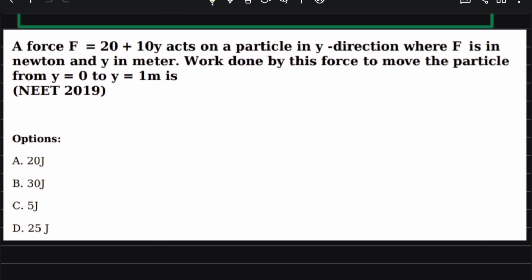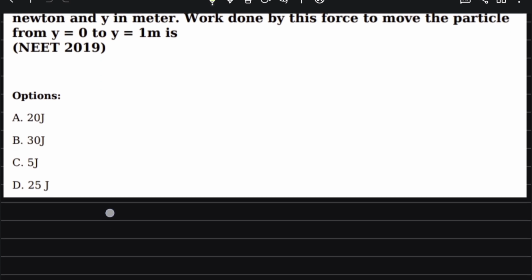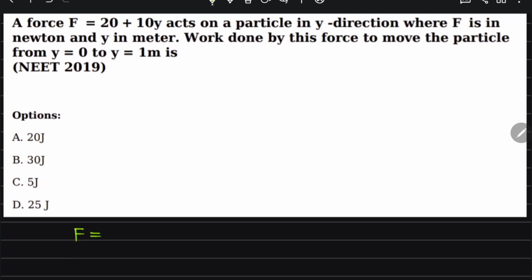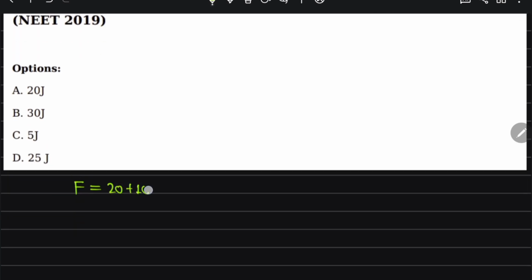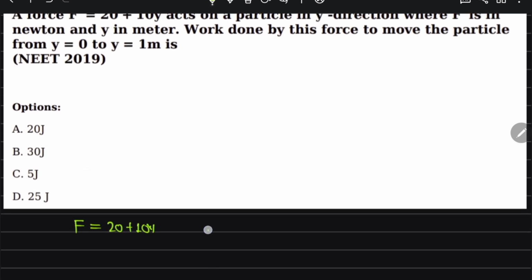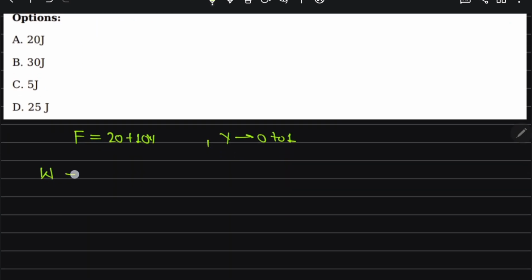This question is from 2019. A force F is equal to 20 plus 10 by y acting on a particle in the y direction, where F is in Newton and y is in meter. What is the work done by this force to move the particle from 0 to 1 meter? So the force they have given is 20 plus 10 by y, acting from y equal to 0 to 1. So work done is equal to the integral of F dy, which is the integral of 20 plus 10y dy from 0 to 1.